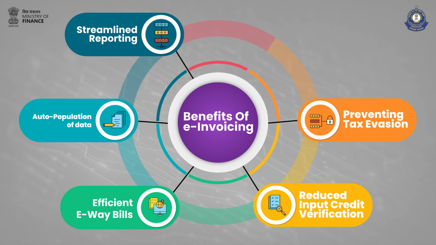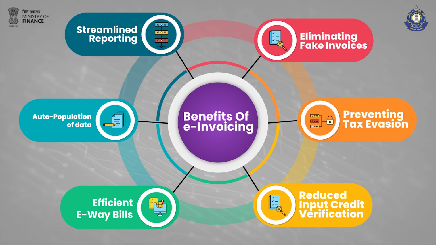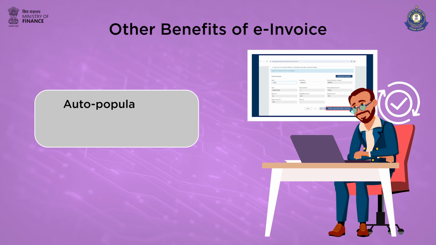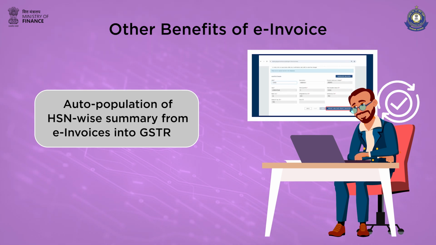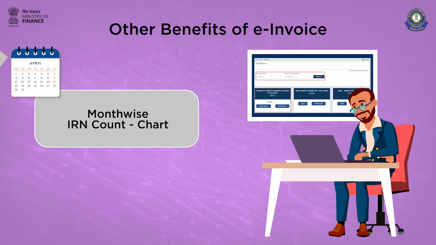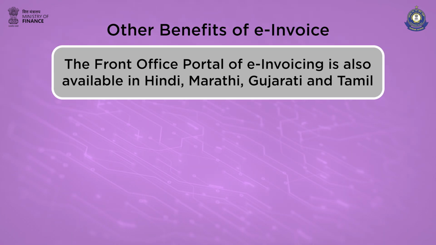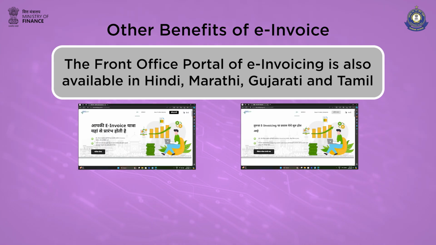A complete trail of B2B invoices helps in reducing tax evasion by ensuring system-level matching of input credit and output tax. Ensures the authenticity of invoices, thereby eliminating fake invoicing practices. Auto-drafting of HSN data into Table 12 of GSTR1 based on e-invoice data. A chart of the month-wise IRN, invoice reference number, count is available. The front office portal of e-invoicing is also available in Hindi, Marathi, Gujarati and Tamil. All these perks boost your business efficiency and ensure better compliance.